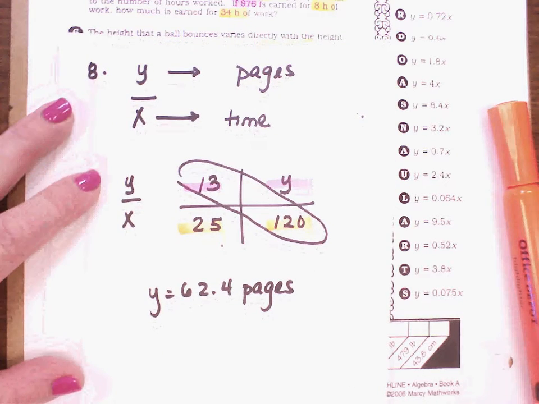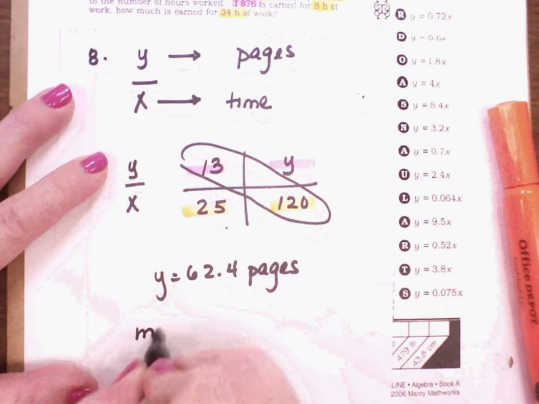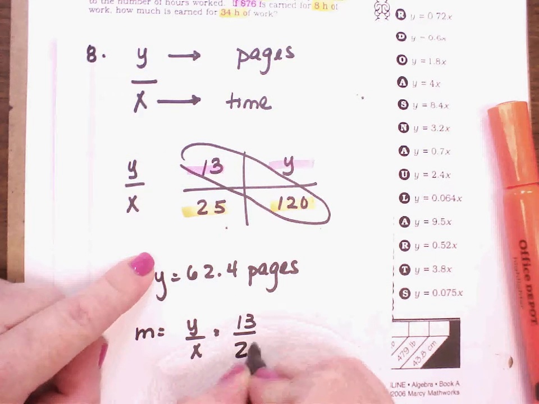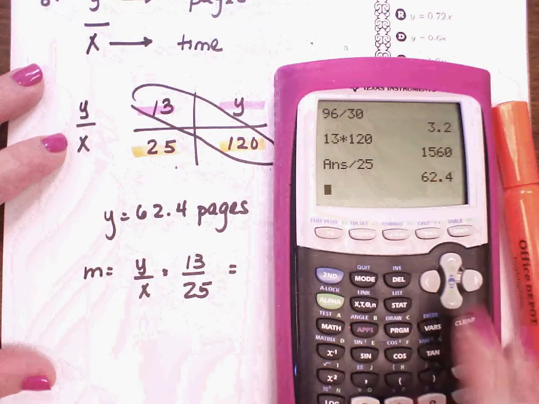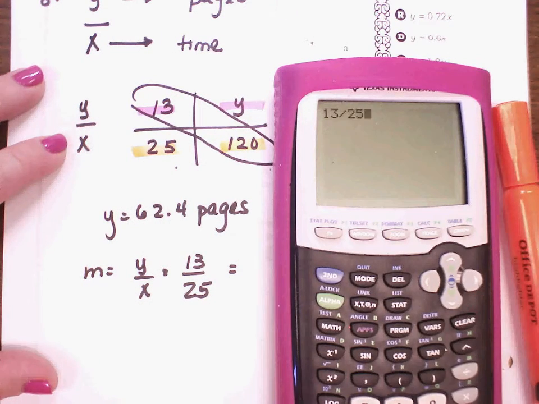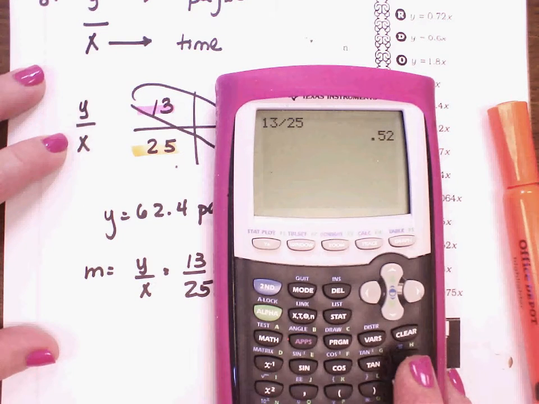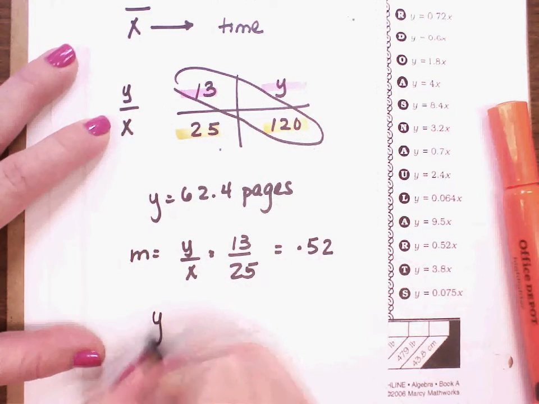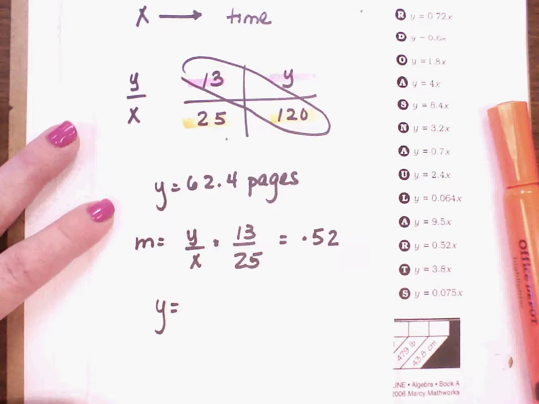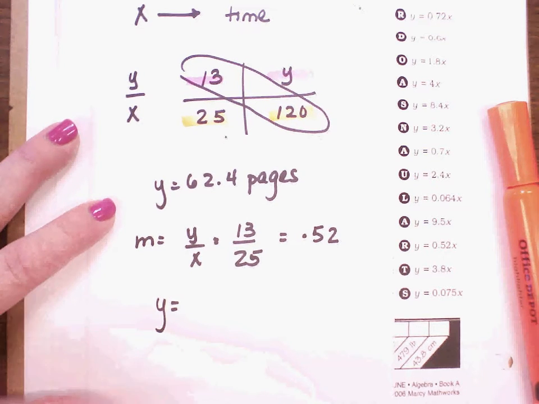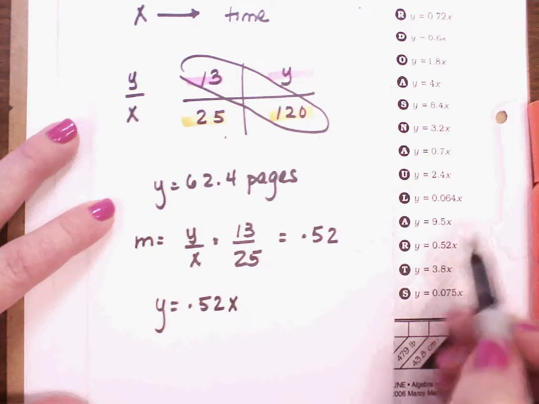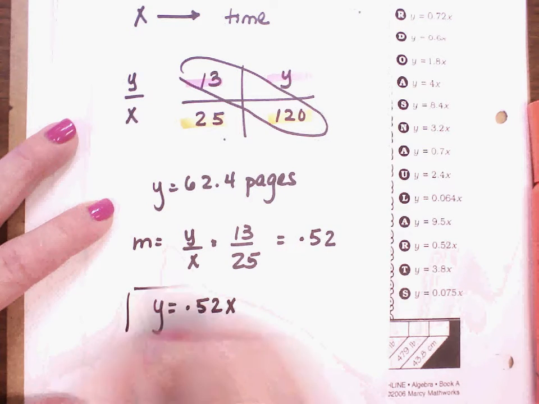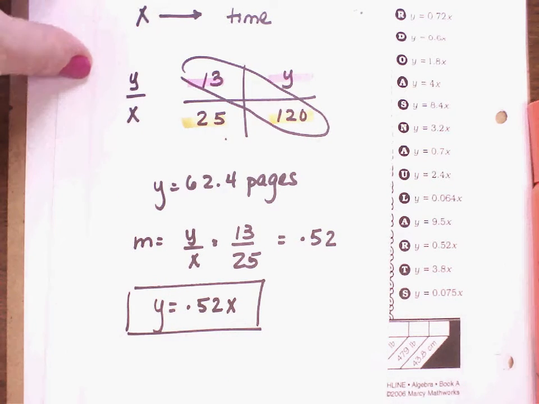All right, let's come up with the equation. I'm going to take my 13, which is my Y, and divide it by my 25. 0.52? If we don't find 0.52, then they did it in hours instead of minutes. All right, what's my equation? 0.52X. And I believe I just saw a 0.52. There it is. Are we good? All right, 9.